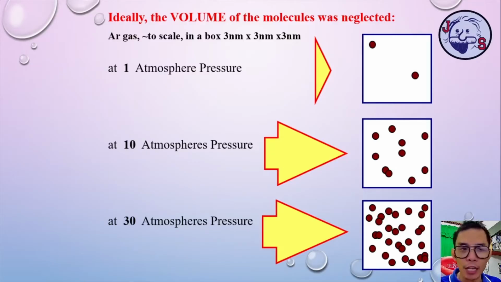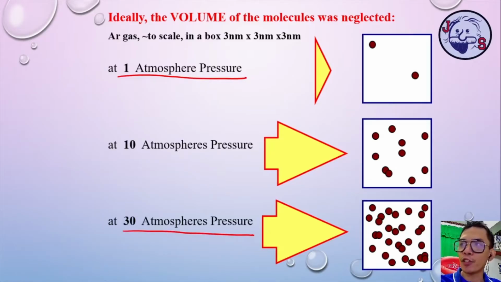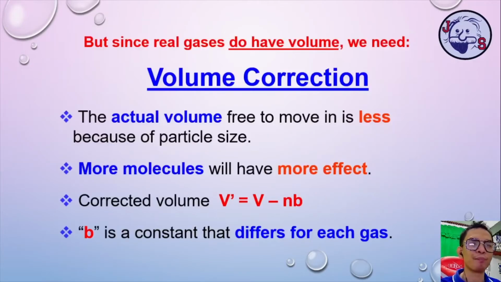the volume of the gas molecules is negligible, but that is only if the pressure is very low. If you increase the pressure, the volume now is significant. So the volume of your gas molecules is now significant. That's the difference between real gas and ideal gas. At high pressure, volume is significant.